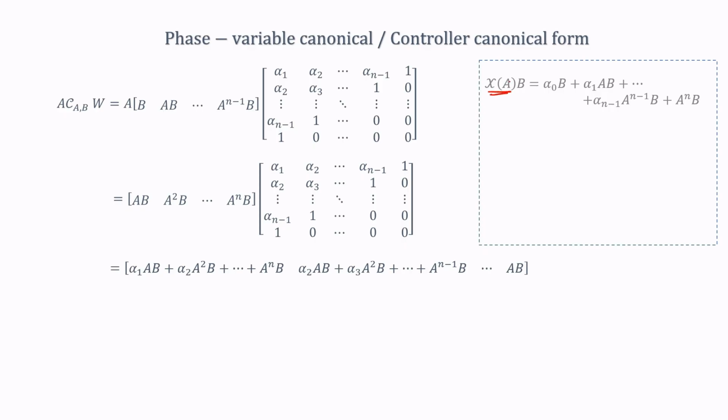chi of S is the characteristic polynomial, which was alpha naught plus alpha 1 S plus dot dot dot plus alpha n minus 1 S to the power n minus 1 plus S to the power of n, and we are now finding chi of A. Chi of A is alpha naught I plus alpha 1 A plus dot dot dot plus alpha n minus 1 A to the power of n minus 1. Now, we are finding chi of A multiplied by B, which is nothing but alpha naught B plus alpha 1 A B plus dot dot dot this expression. So, there should be an A to the power of n here also.